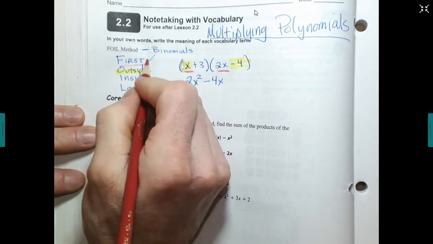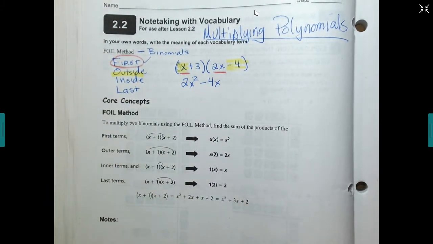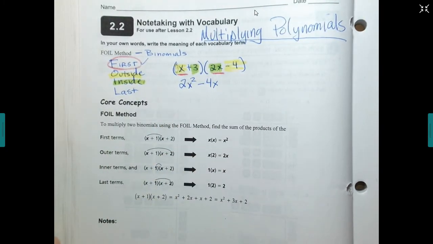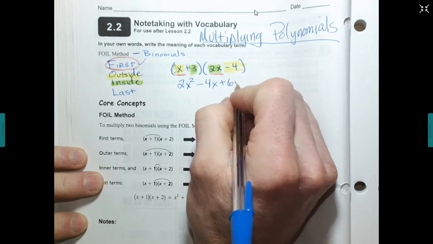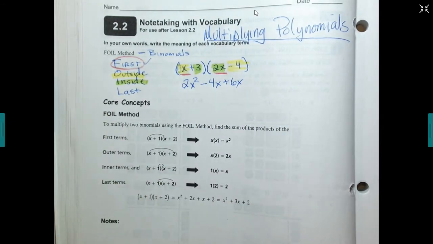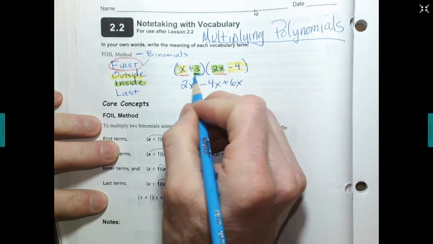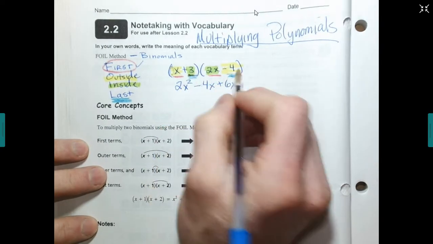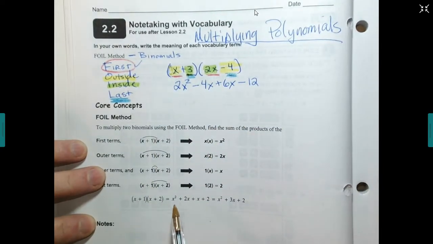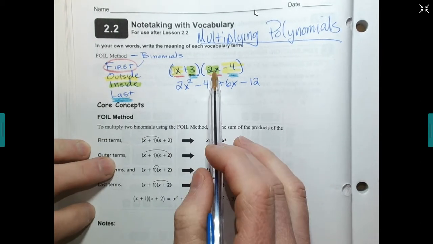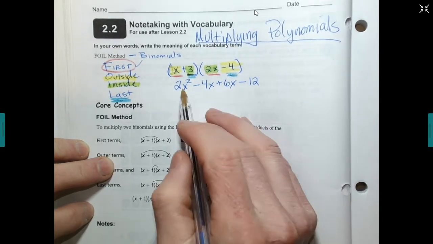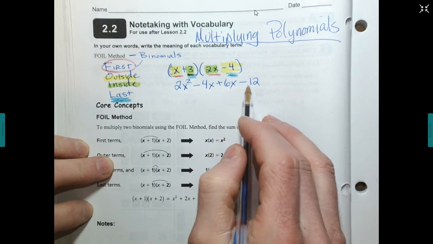We did the first. And now the inside ones would be this one and this one. So 3 times 2x is a positive 6x. And then the last would be this one and this one. So 3 times negative 4 is negative 12. So I don't know if I made it more complicated than it is, but first numbers, outside numbers, inside numbers, and last numbers. So now we have 2x squared minus 4x plus 6x minus 12.